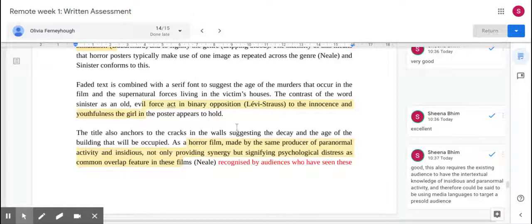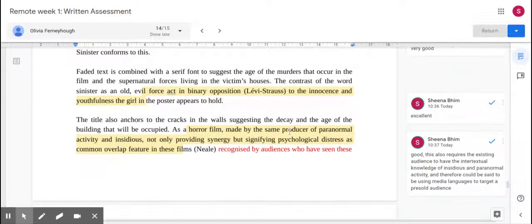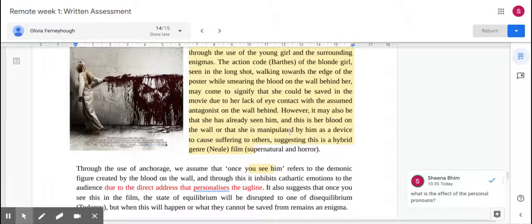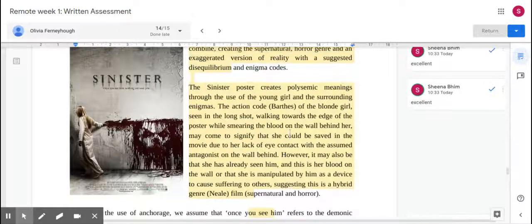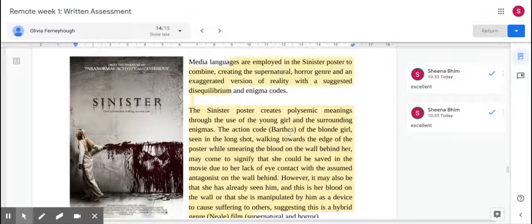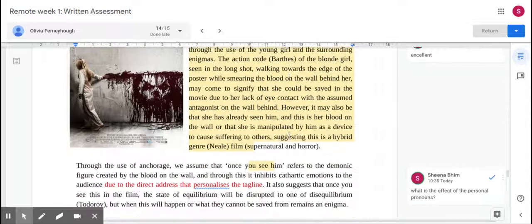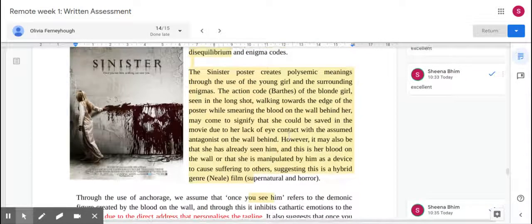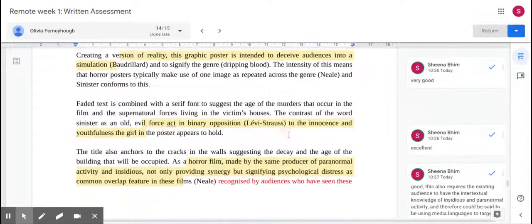The title also angles to the cracks in the wall, suggesting the decay and the age of the building that will be occupied. So maybe, again, this girl has been abandoned. Maybe there was no hope for her. So she was required to, or people were required to leave her in that building with that evil.